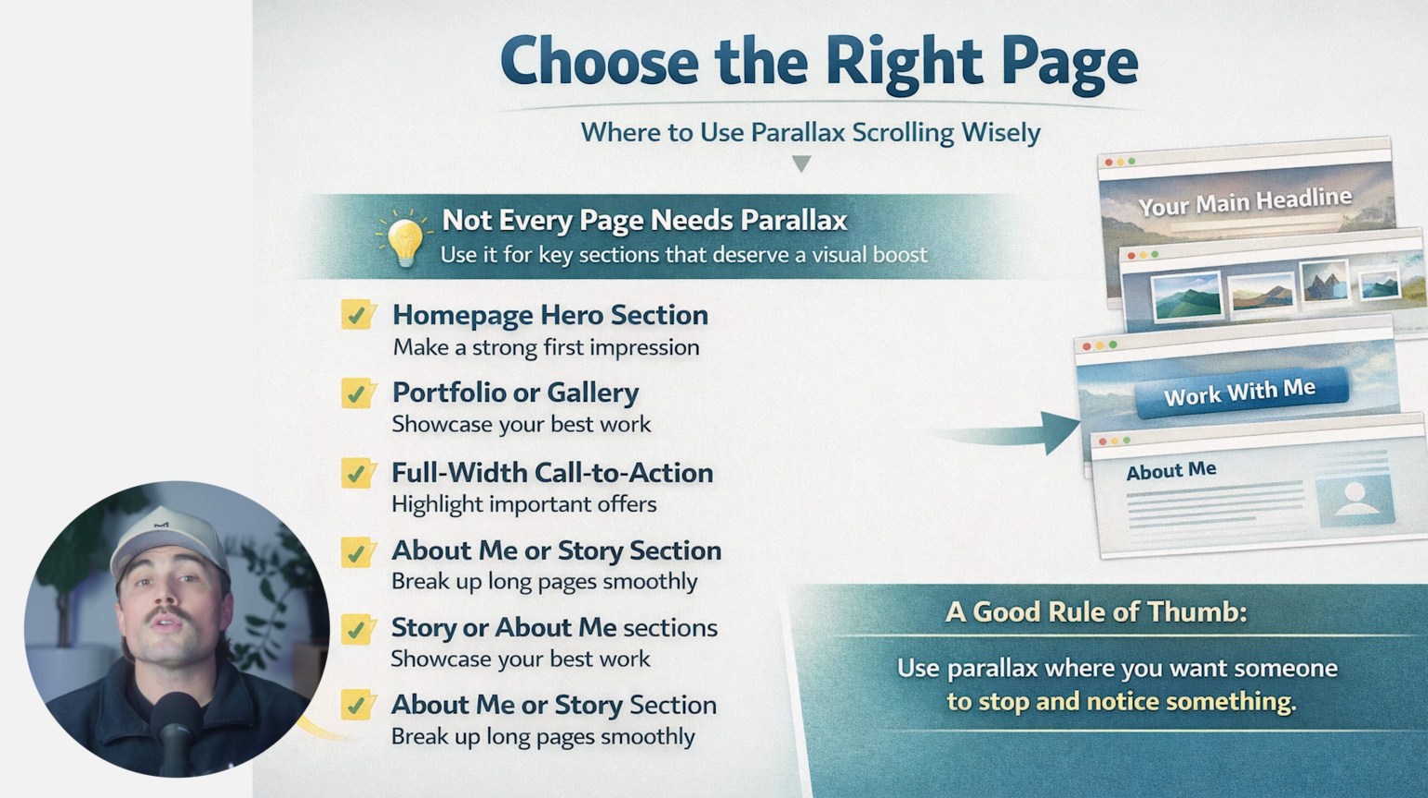So the first thing I want to do is look at the structure of the website and ask, what section deserves a visual moment? Here are the most common spots where parallax really shines. Your homepage hero section. This is where the first impression happens. A parallax background behind your main headline instantly elevates the page. A portfolio or gallery section. So if you're showcasing photos or design work, parallax can add depth and drama.